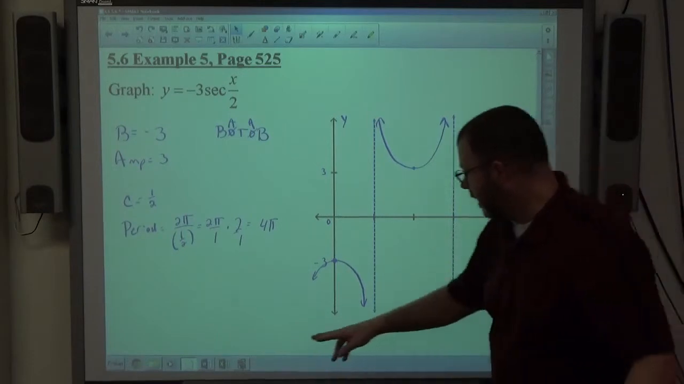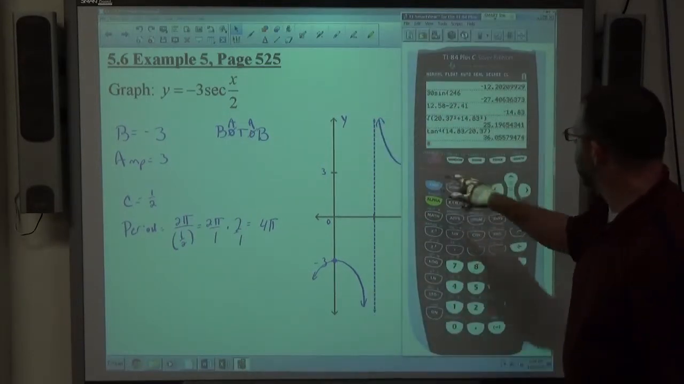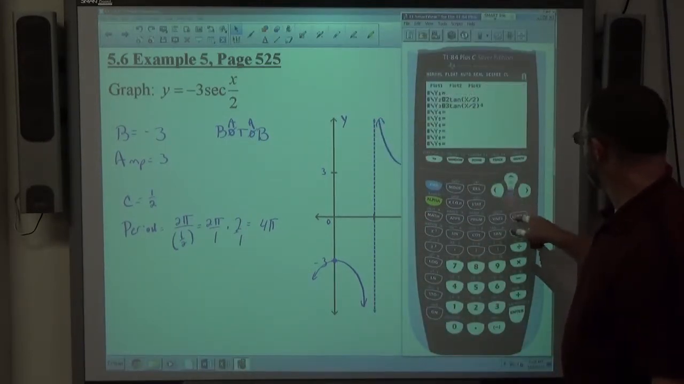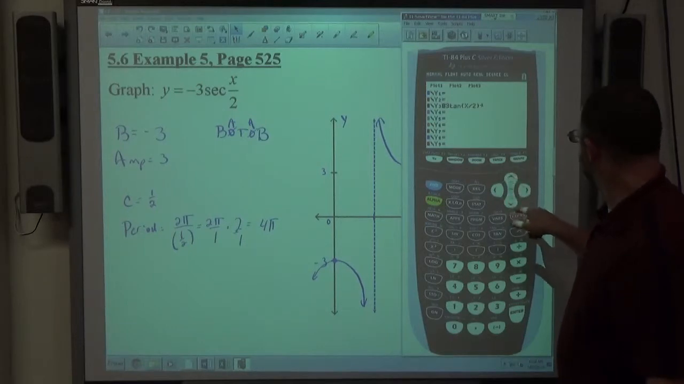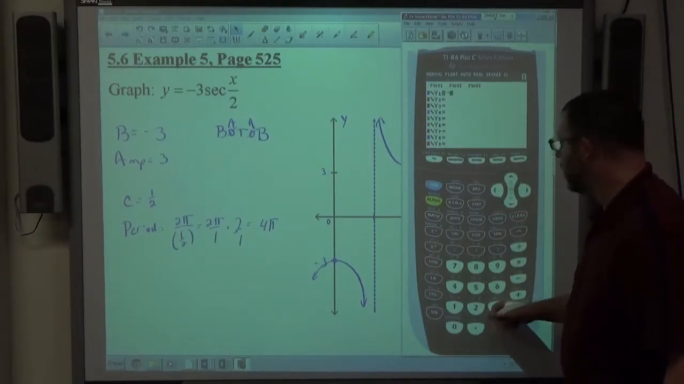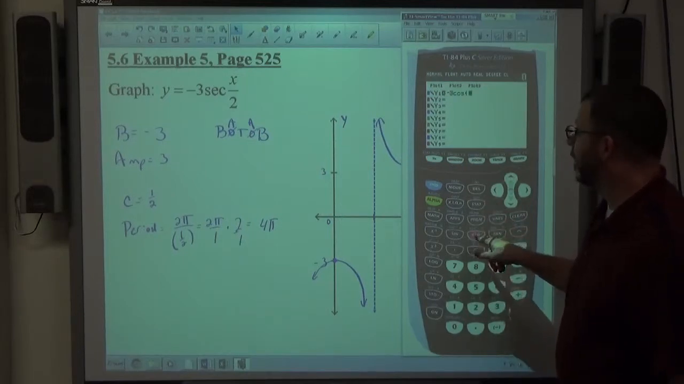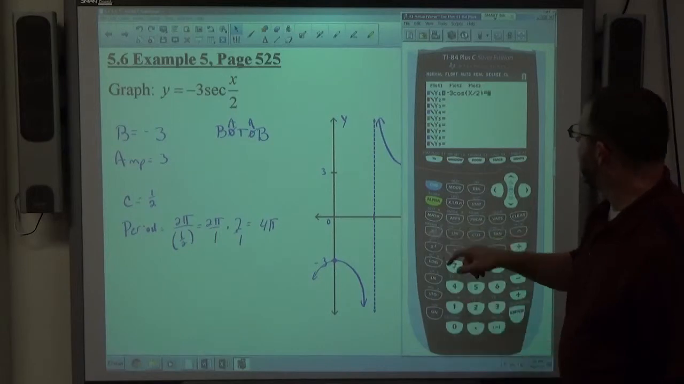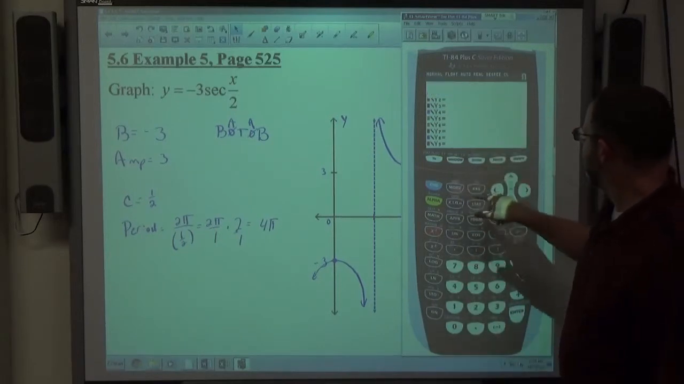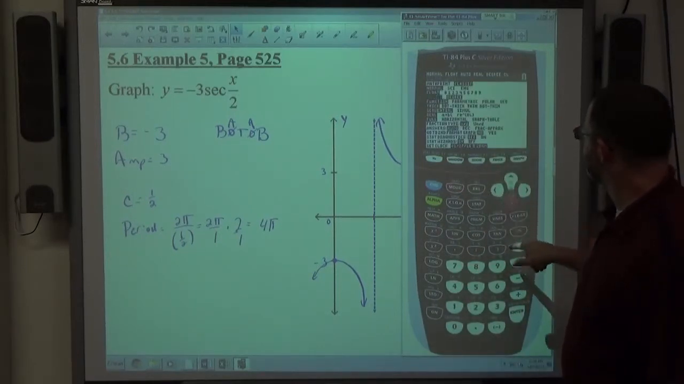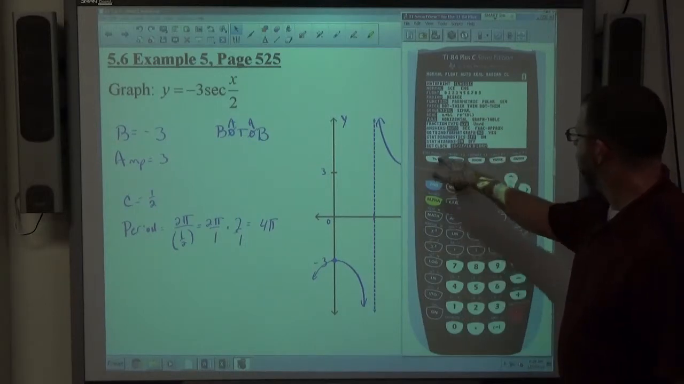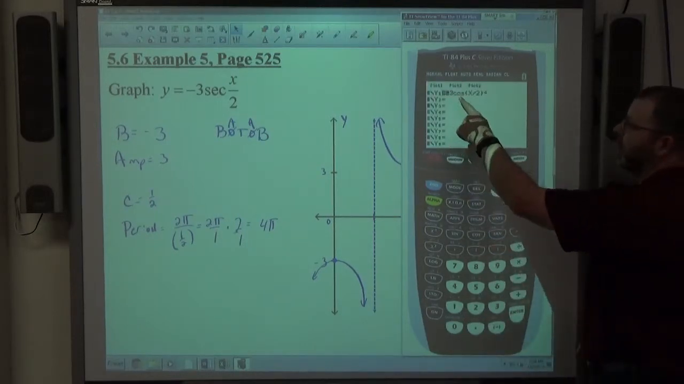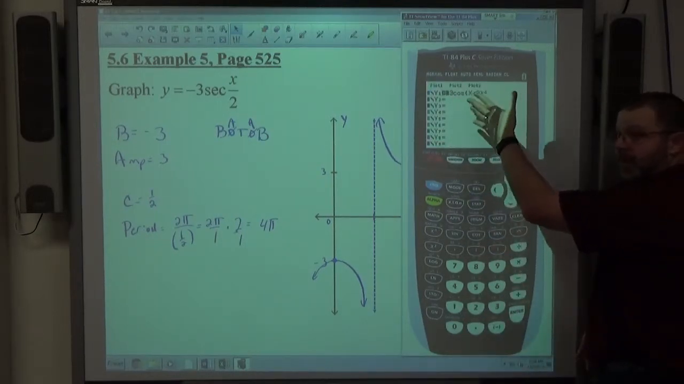And just to give you an idea, if I go y equals and type in our secant graph here, -3, I'm going to type in cosine of x over 2, and I'm going to go -1 power. Right now I'm in degrees, so I'm going to change that to radians. Okay, so -3 cosine of x over 2 to the -1st power, that's secant.